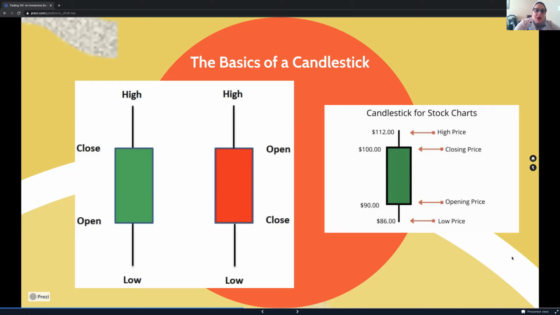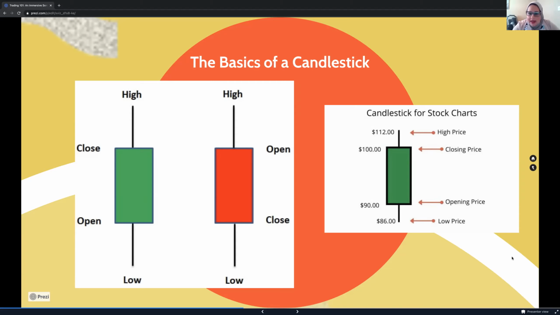So a green candle means that at the end of the 5 minutes, it closed higher than at the beginning of the 5 minutes. Red is the opposite. It means at the end of the 5 minutes, the price of the stock was lower than 5 minutes ago. So green and red will show you movement.